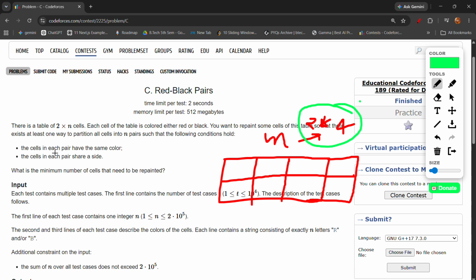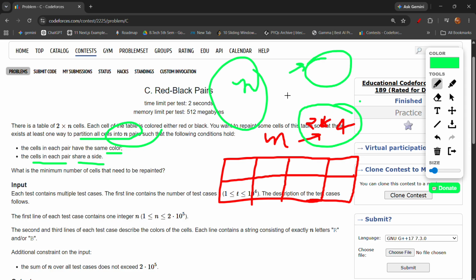What the condition says is that the cells in each pair must have the same color and share a side, and we partition all cells into n pairs. So you need n pairs, and in a pair there will be two cells. Let's say this is of green color and I have another of green color. So this could be a pair. Why could it be a pair? Because they share a side and they are of the same color.